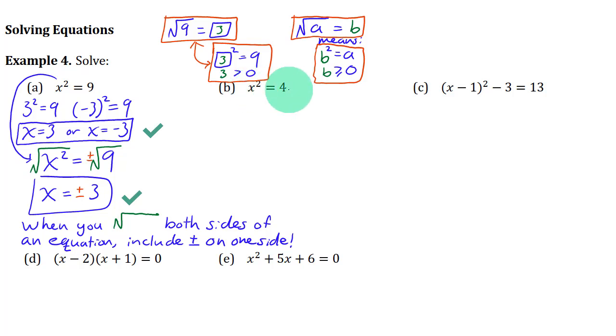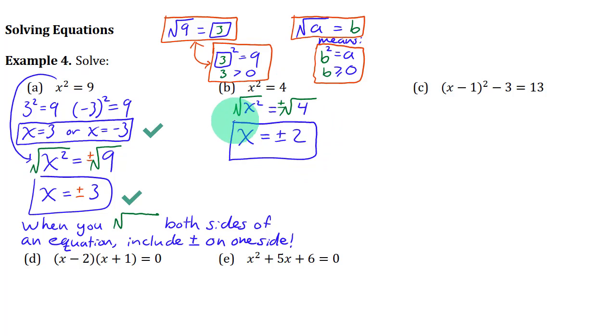Anyways, let's look at x squared equals 4. With this one, I'm going to do the same thing. I'm going to take the square root of both sides, but include a plus or minus on one side. The square root of x squared is just x. Those are opposites. And the square root of 4, radical 4, is just 2. So we have plus or minus 2 on the other side. So 2 squared is 4, and negative 2 times negative 2 is positive 4. So that's that.